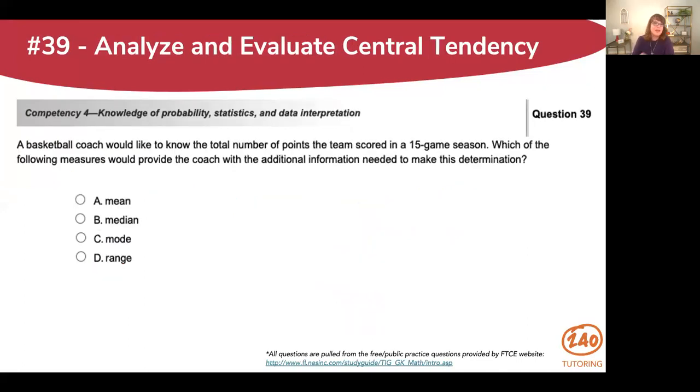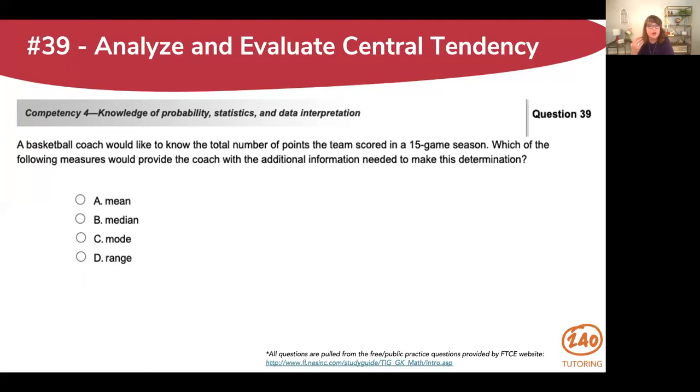This one says, a basketball coach would like to know the total number of points a team scored in a 15-game season. Which of the following measures would provide the coach the additional information needed to make this determination? This is probably the hardest question in this competency that they give us, or out of these skills in this competency, because it just requires some thinking.